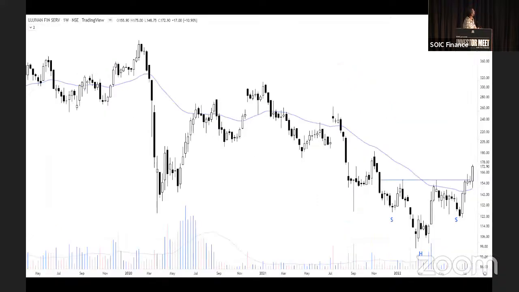Next, sir. Ujjivan Financial Services, this chart I shared on Twitter.